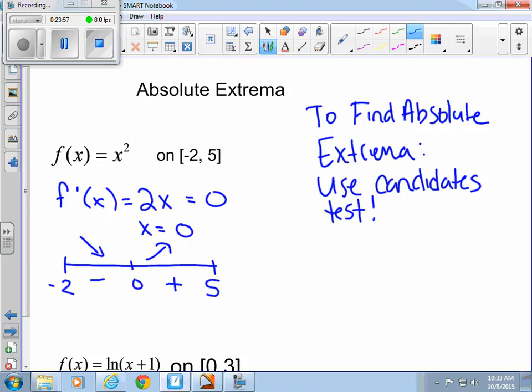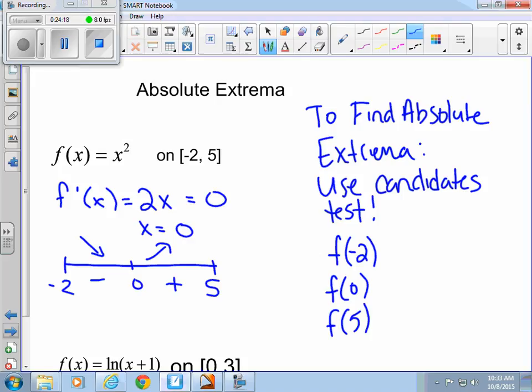Does everyone agree? It either happens at a critical point or an endpoint. And in fact, you wouldn't have even had to do the sign chart to figure that out. You did have to find the 0. You had to find the critical point. But what we're going to do from there is very non-calculus-y.